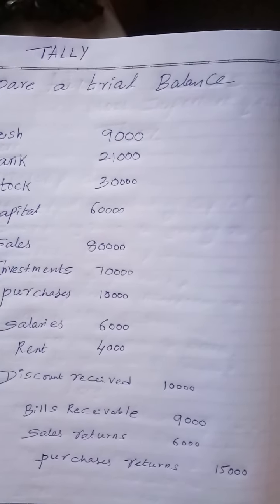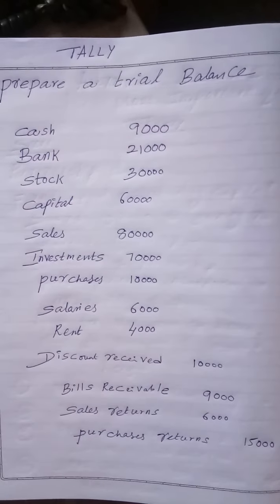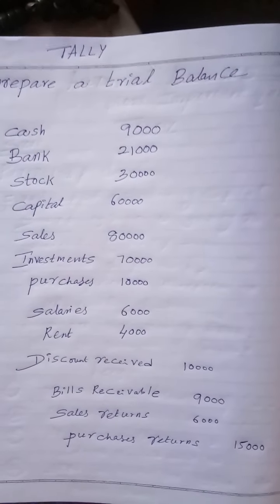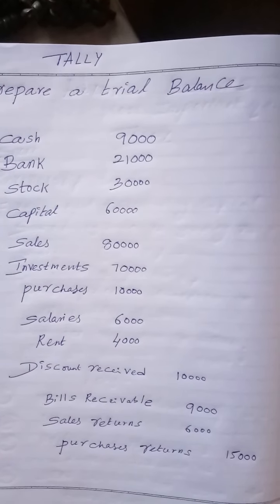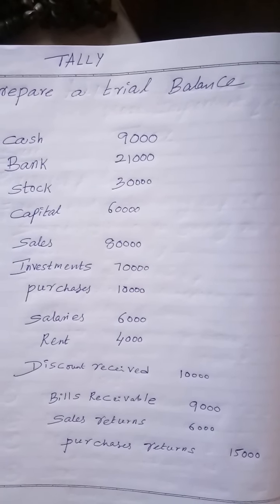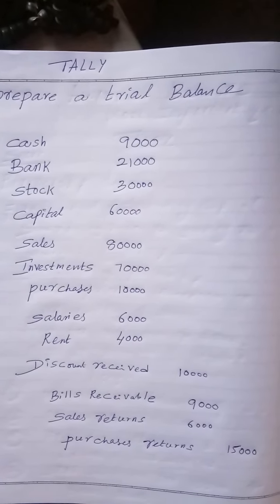Cash, bank, stock. Just create a company, then go to ledger, take the alt option, enter the cash balance, then create all the ledger accounts under multiple. Very quickly you can do. Take the output, draw the output in the notes.